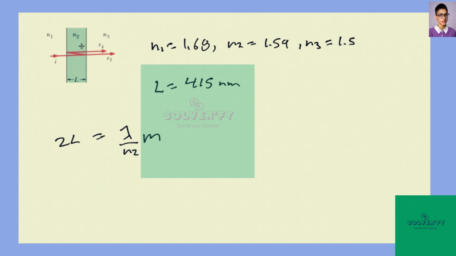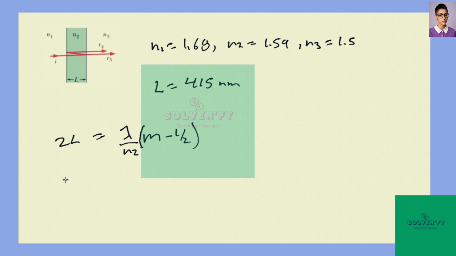So when we go from N2 to N3, we're going from higher to lower, so there's no phase shift here on the reflected ray. On this first surface here, when we're going from N2 to N1, well, N2 is less than N1, so there is an extra phase shift of half a wavelength here. So this equation here is offset by half a wavelength, so we have to correct for that. We can either add or subtract an extra half wavelength, and I'm going to subtract an extra half wavelength.